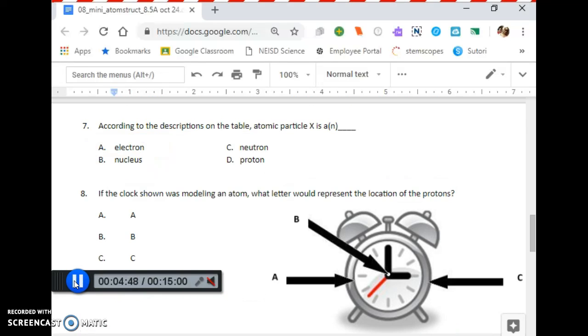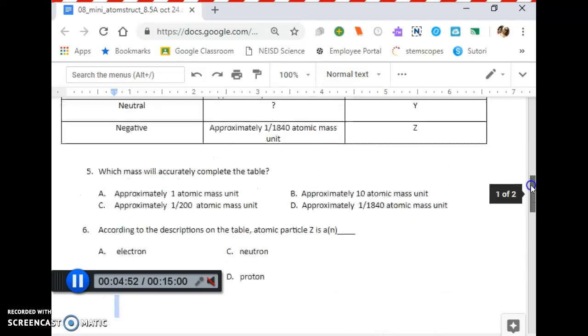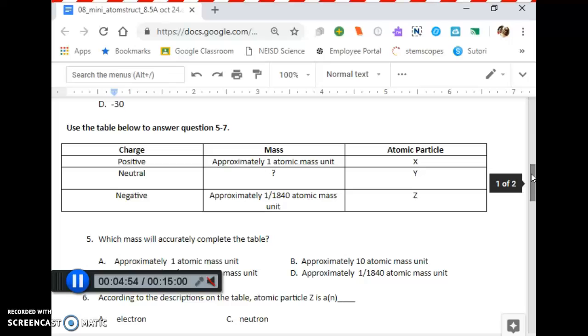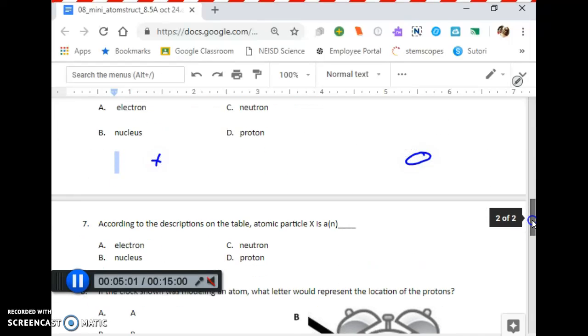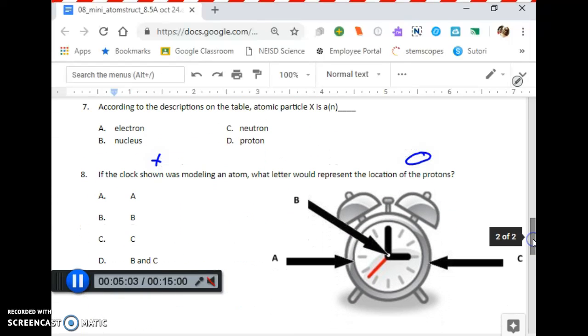Number 7, according to the description on the table, atomic particle X is a what? We determined that X right here is both positive and 1 AMU, meaning it has to be the proton. Coming back down here to our question number 7, we have D as proton.